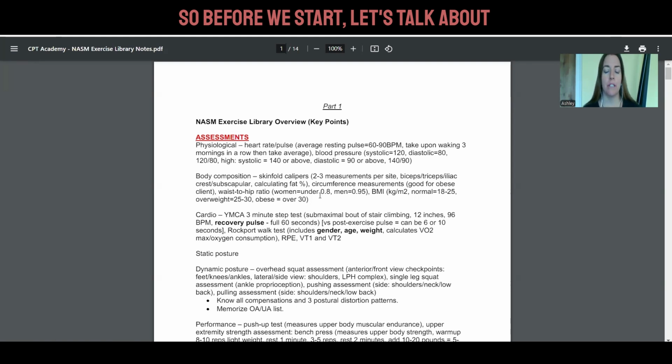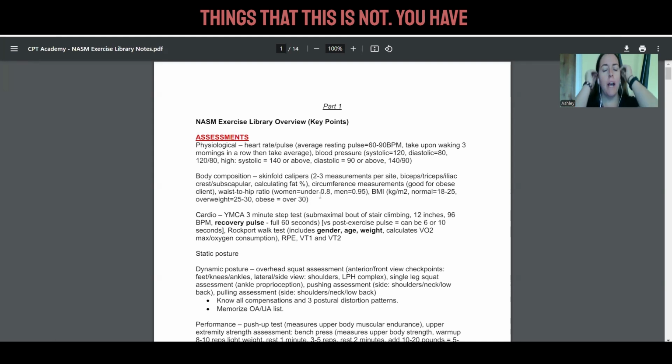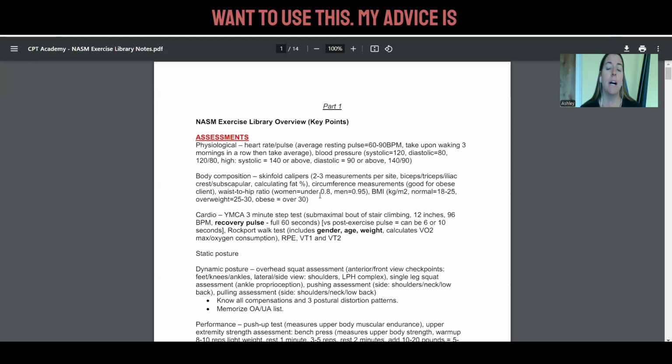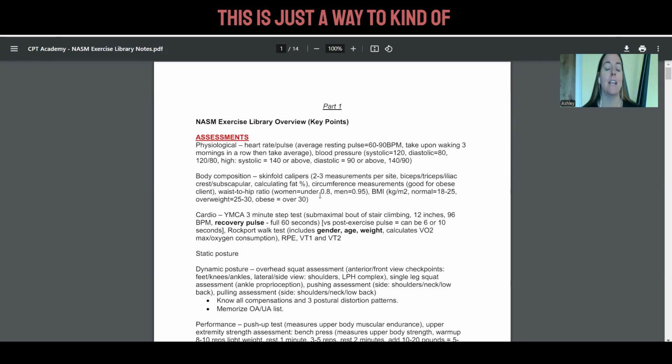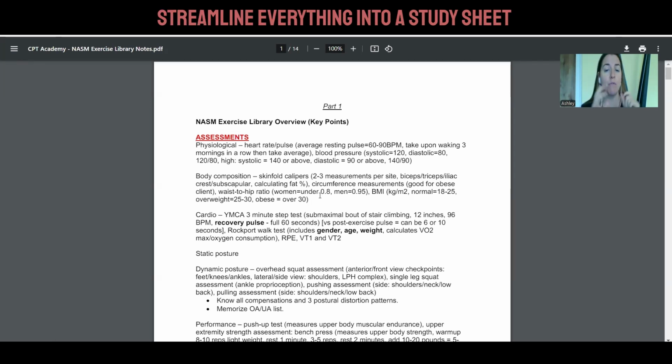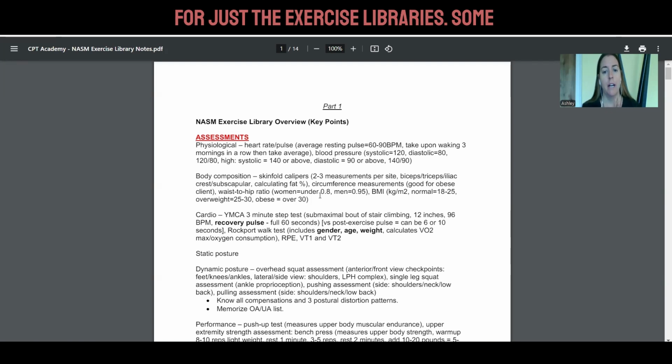So before we start, let's talk about some things that this is and some things that this is not. You have a couple choices on where you want to use this. My advice is that this is used at the end. When I'm doing private tutoring, that's how we do it. We go through every chapter, you follow all of the steps, you learn what you're supposed to, and then this is just a way to streamline everything into a study sheet for just the exercise libraries.